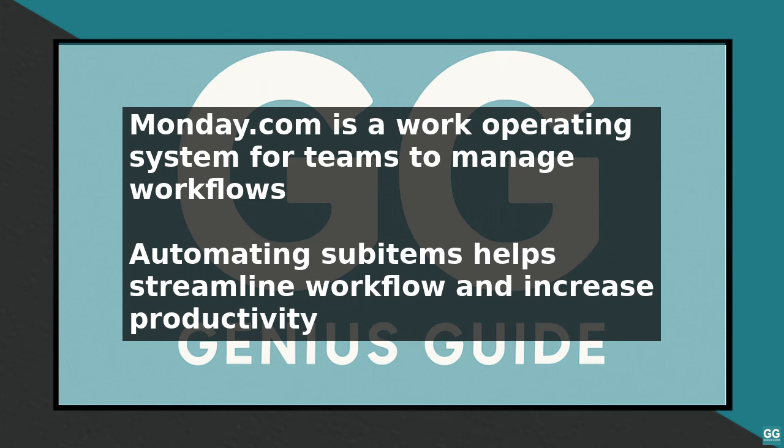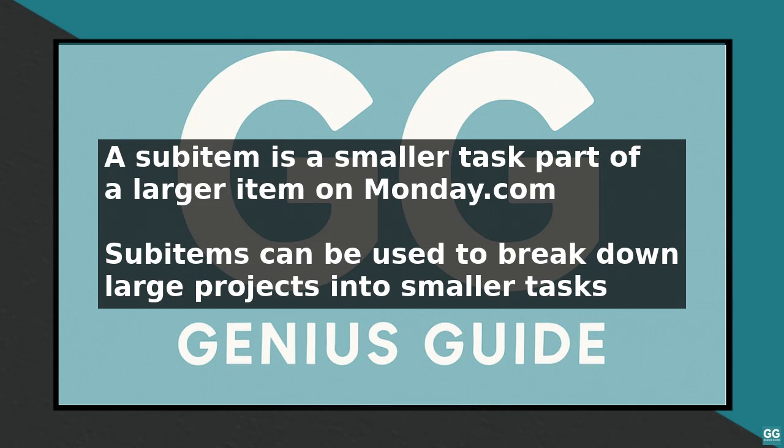To automate subitems, you will use Monday.com's automation feature, which is called Automate. This feature allows you to create custom automation recipes that can perform a wide range of actions, such as moving items, assigning tasks, and sending notifications.